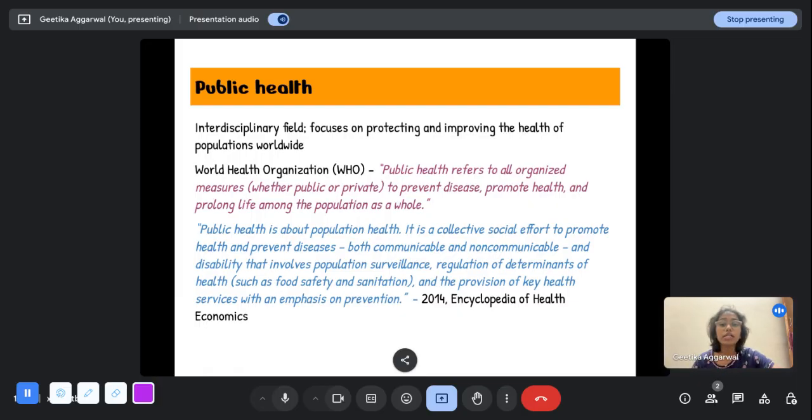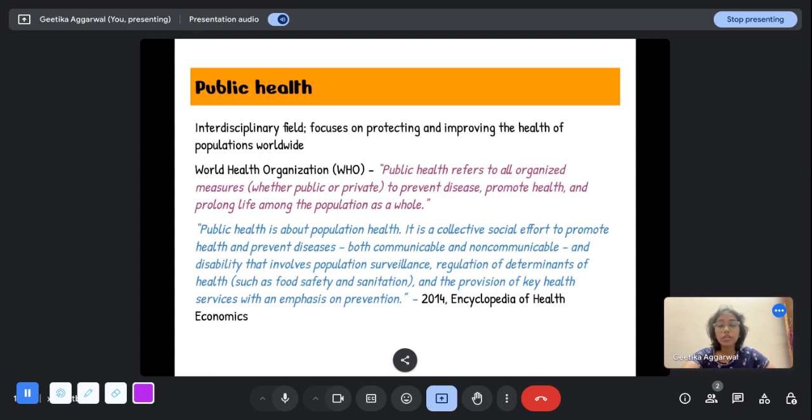According to the World Health Organization, public health refers to all organized measures, whether public or private, to prevent disease, to promote health, and to prolong life among the populations as a whole. So you're talking about a population as a whole, and it's not individual based, right? Basically, it refers to all of the measures that prevent disease, promote health, and prolong life.